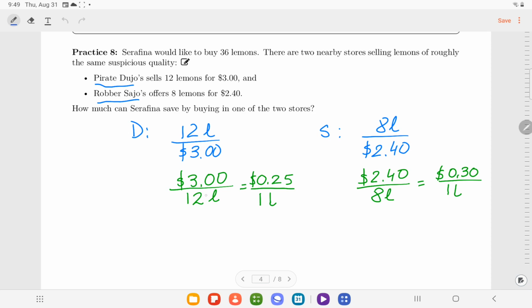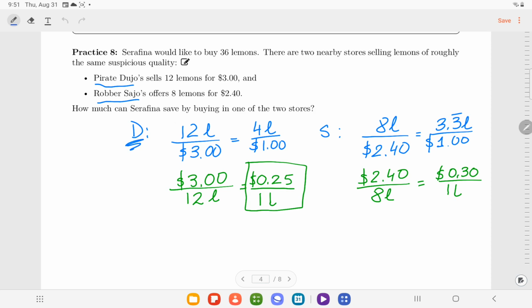Now we can see that Duo gives a better deal. 1 lemon costs 25 cents compared to 30 cents with Sile. Of course, we could also complete the first case and find that with Duo we can get 4 lemons for $1, so again unit rate, but with Sile it's less than 4, only 3.3 lemons for $1. This gives us the same solution that it's better to buy with Duo.